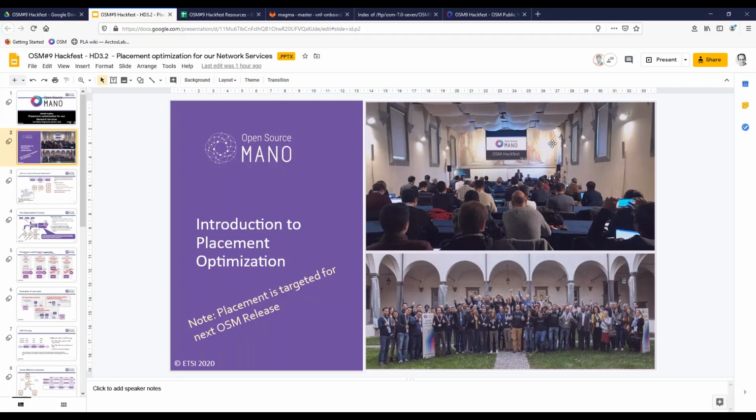So we'll start out by talking about the concepts of placement optimization. We switch context a bit from slicing and slices to talk more about placing VNFs in a generic sense, and then we come back to a hands-on session where we try this out to make a second slice, just as Felipe had on his last slide that he showed.